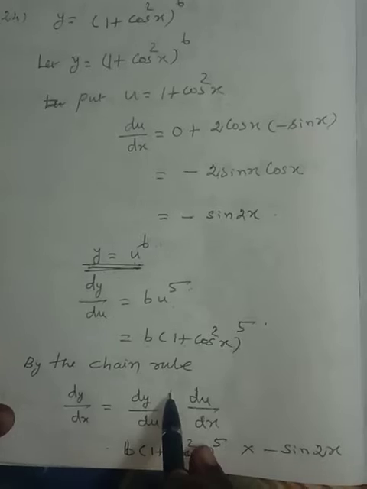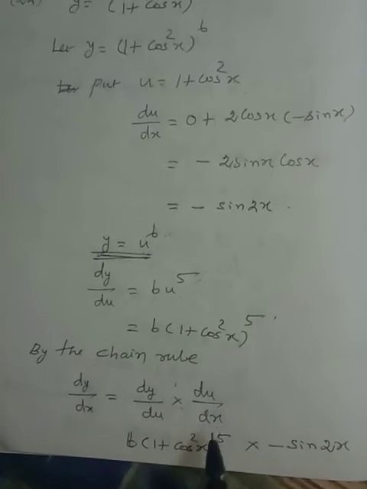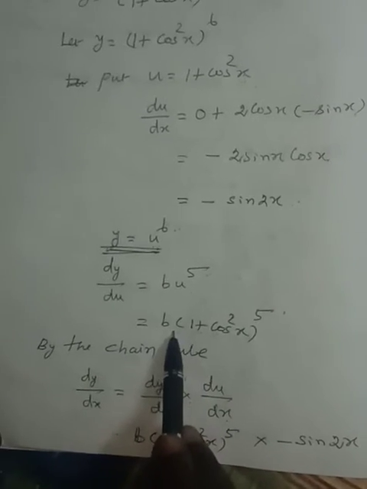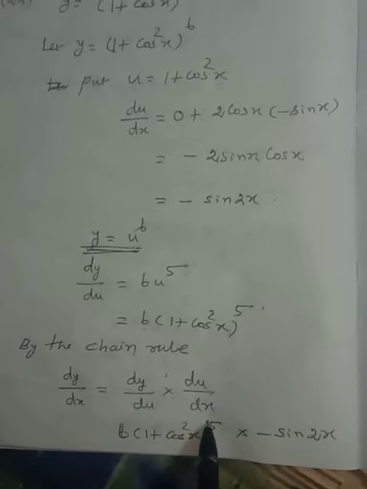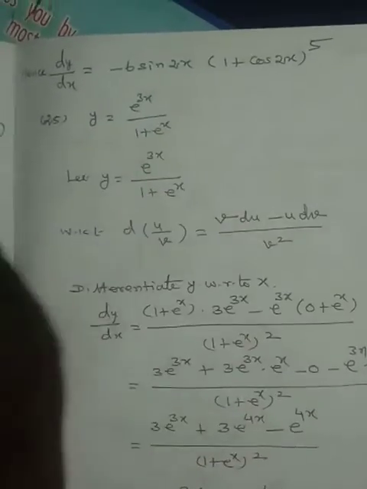By the chain rule, dy by dx is equal to dy by du into du by dx. dy by dx is 6 into 1 plus cos square x whole to the power of 5, into du by dx, which is minus sin 2x, equal to minus 6 into sin 2x into 1 plus cos square x whole to the power of 5.